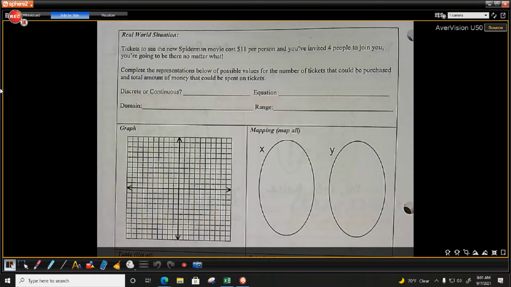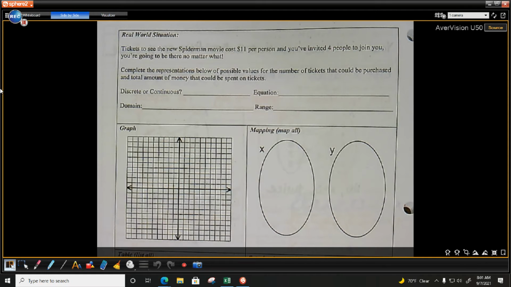Very good. So, we need to first determine if this is discrete or continuous. Because if it's discrete, our graph is just going to be dots. If it's continuous, then it's going to be connected. If it's discrete, we're going to have just a list of x values and y values for our domain and range. And if it's continuous, we're going to have an inequality for our domain and range. Okay? So we have to first start. Does this represent a discrete or a continuous situation?